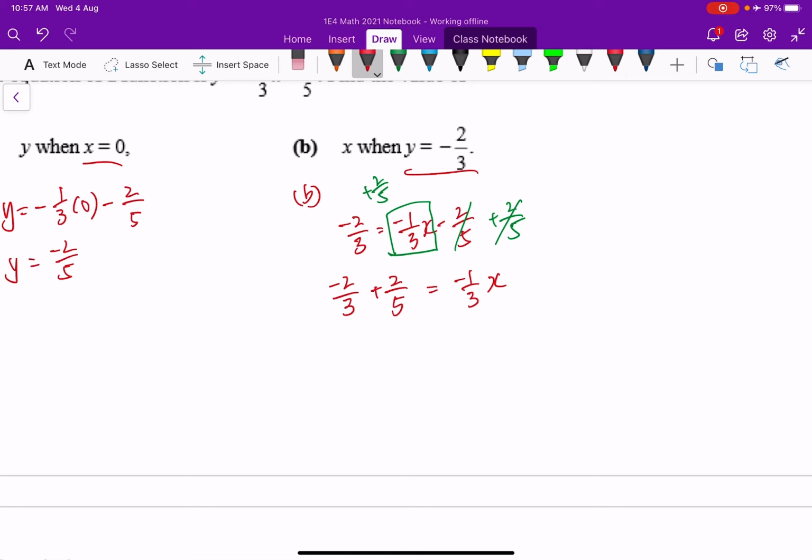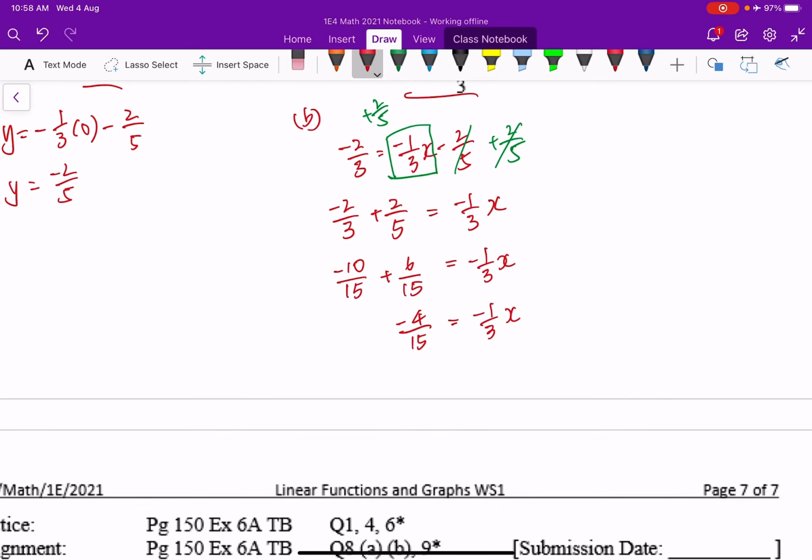Okay, we have a lot of fractions. So how we can do it is to make sure I have common denominator. So this one becomes 15, multiplied by 5. Negative 10 over 15 plus 6 over 15 equals to negative 1 over 3x. Then I can combine them. So this one becomes negative 4 over 15 equals to negative 1 over 3 times x.